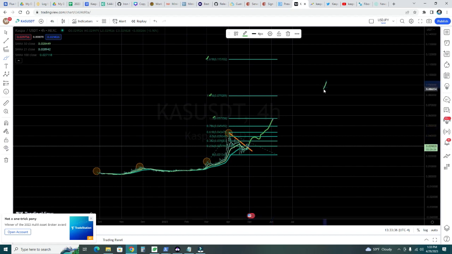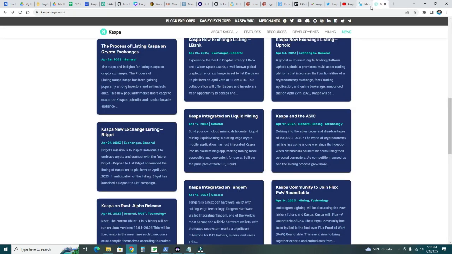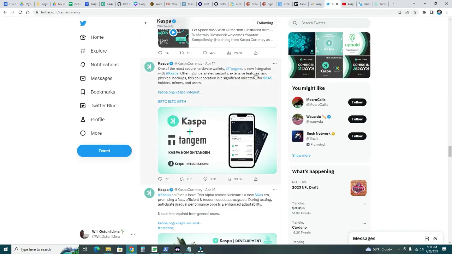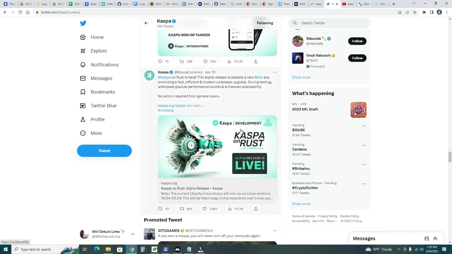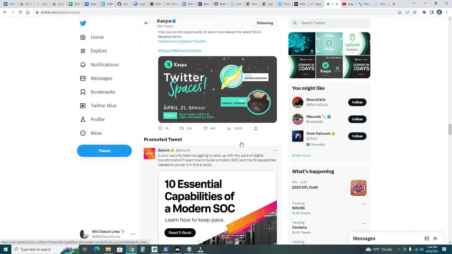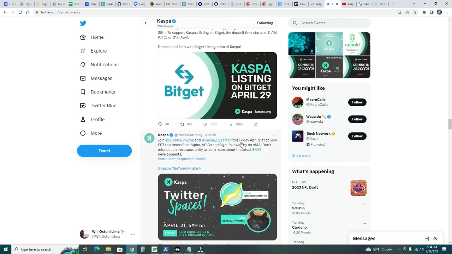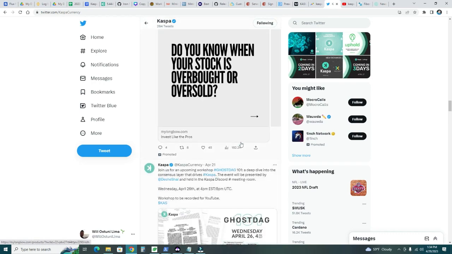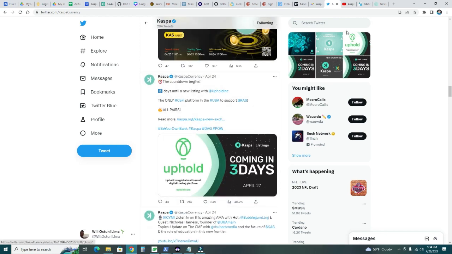We're always going to have to keep an eye on what's going on with the network and with the chain. So many developments since April 16, the KASPA on Rust. It's been completed. Efficient and modern code-based upgrade during testing. Anticipate gradual performance boost and adaptability. No action required from general users. And so much news has been seen on KASPA being listed on many exchanges. This is really positive for the chain in general.